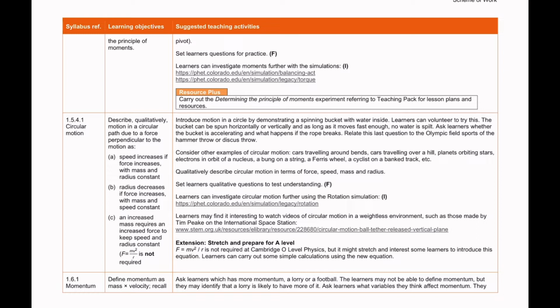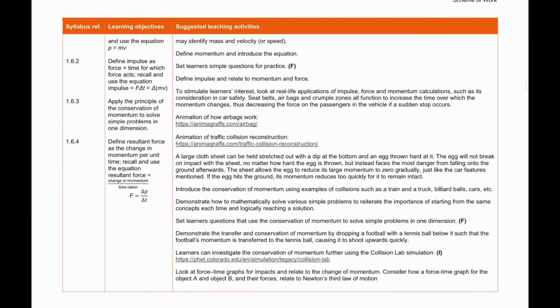Key concept 1.6.1 Momentum. Learning objectives. Define momentum as mass × velocity. Recall and use the equation p = mv. Define impulse as force × time for which the force acts. Recall and use the equation impulse = FΔt = Δ(mv), which is the change in momentum. Apply the principle of conservation of momentum to solve simple problems in one dimension.